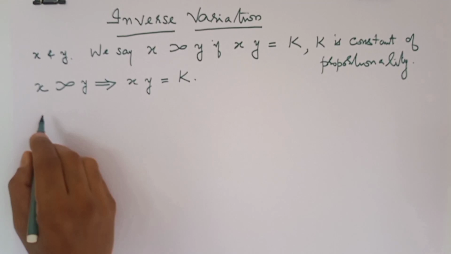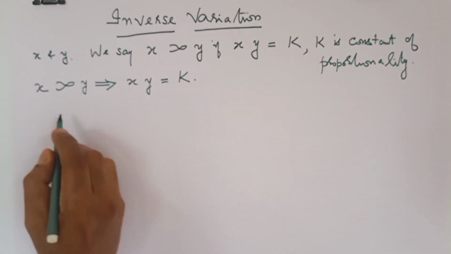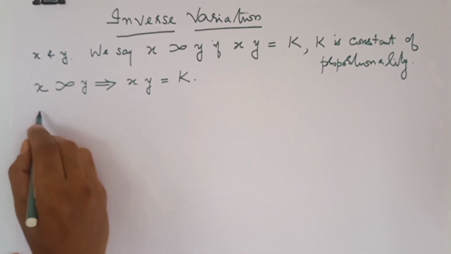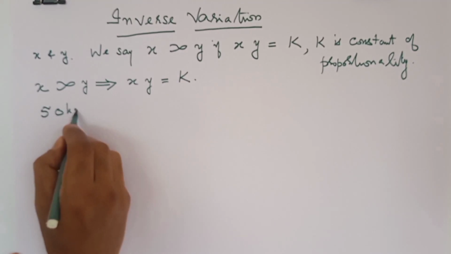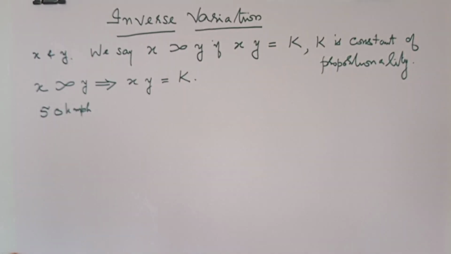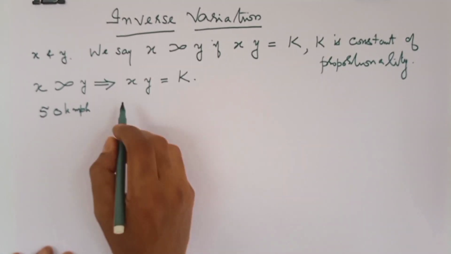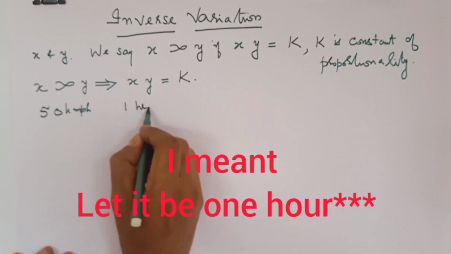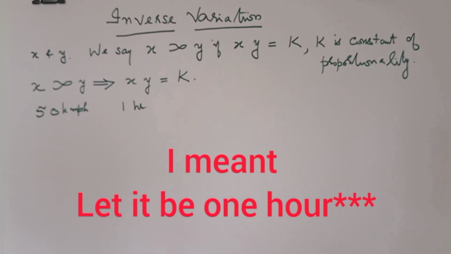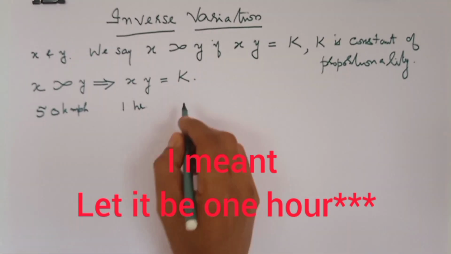I'll show you an example to illustrate this point. Supposing you are going from your home to college on a motorbike, say at a speed of 50 km per hour. So what will be the time taken by you to reach the college? 1 hour. Now the distance from your home to college is a constant.